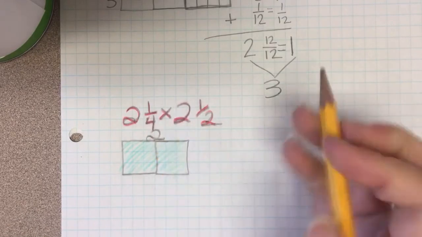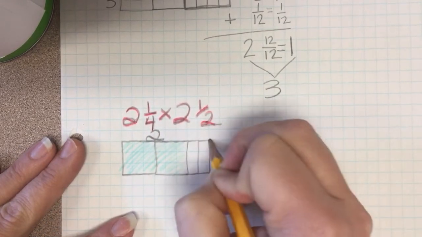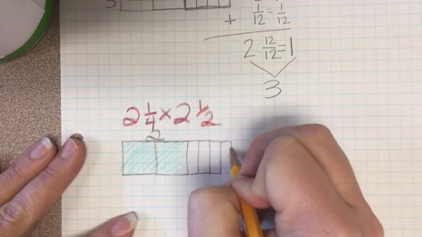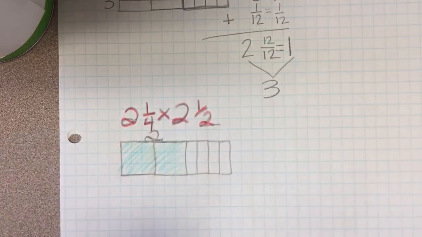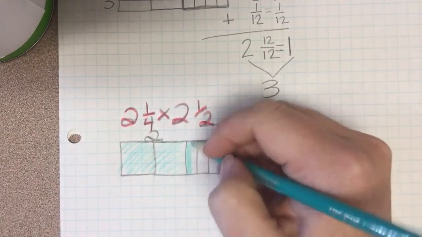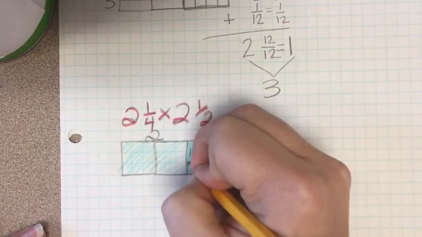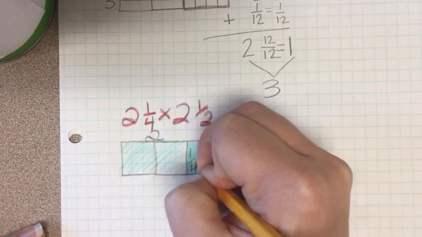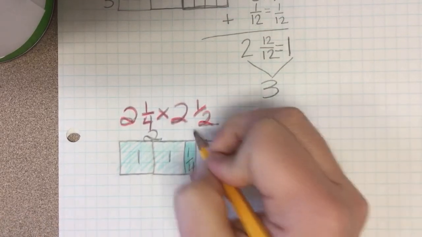And now I have 1/4. So I need to make 4 parts. 1, 2, 3, 4. So it's 1 whole cut up into fourths, 4 parts, and I have 1 of them. This represents a 1/4. This represents a whole. This represents a whole. This is a 1/4.